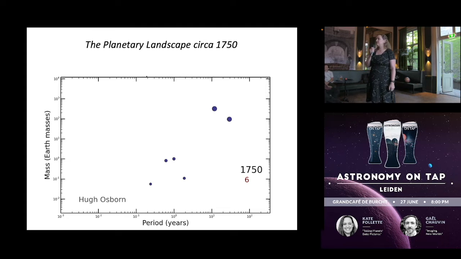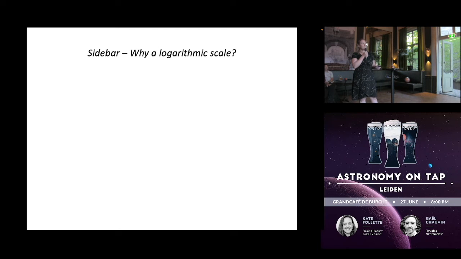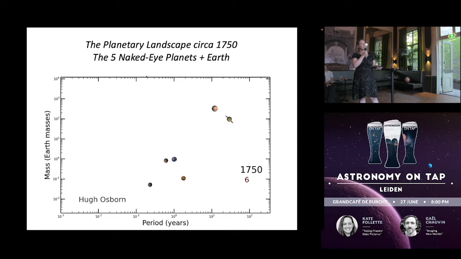No astronomers are allowed to answer this. Jupiter, yeah, Jupiter, Mars, Saturn, not Neptune yet. Venus, yes, okay, so these are the 5 naked eye planets, plus Earth. We didn't know about ourselves as well.